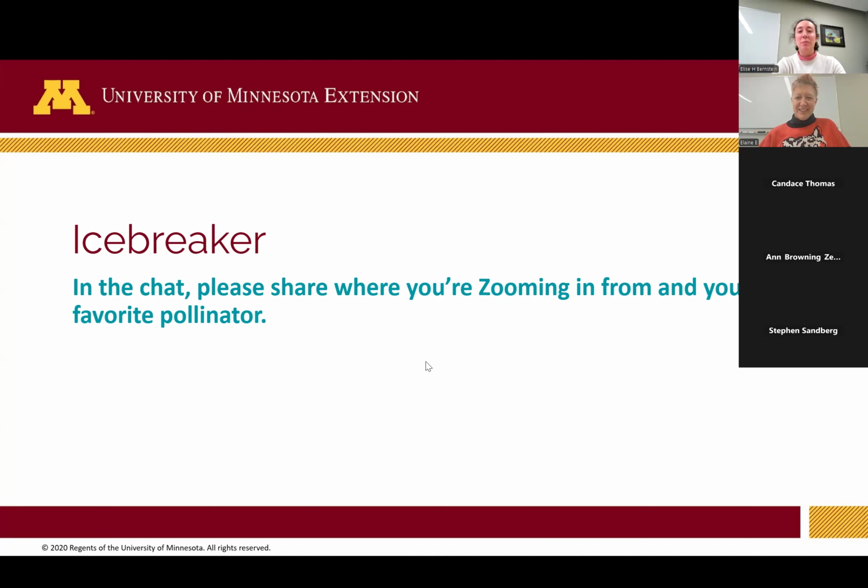Cool. I think my favorite pollinator right now is probably, I should have thought about this before I made this the question, but this past summer I saw the yellow banded bumblebee in real life for the first time, and that was really exciting. They're very cute and round. So I'll say that'll be my favorite pollinator for today.